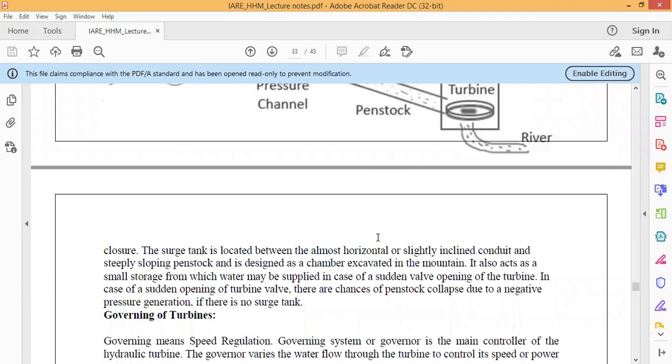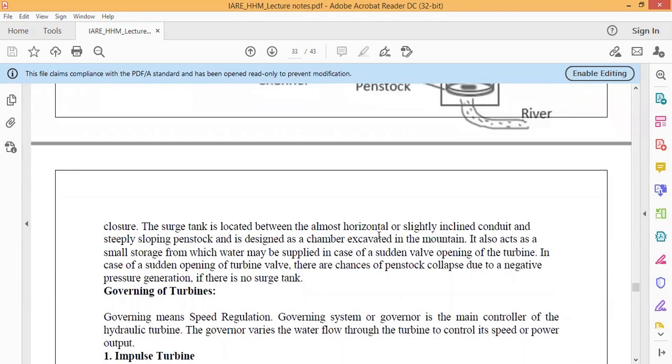So valves closure, the surge tank is located between the almost horizontal or slightly inclined conduit and the steeply sloping penstock, and is designed as a chamber excavated in the mountain. It also acts as a small storage from which water may be supplied in case of sudden valve opening of the turbine. In case of sudden opening of the turbine valve, there is a chance of penstock collapse due to negative pressure generation if there is no surge tank.